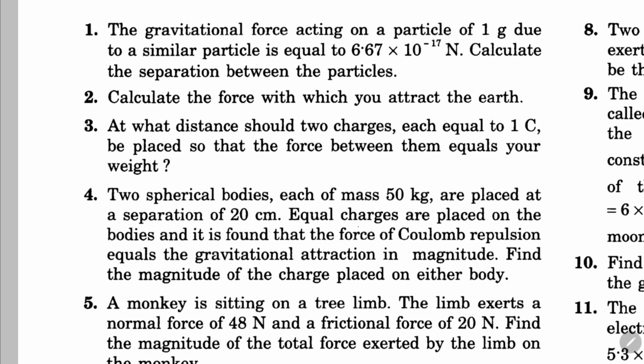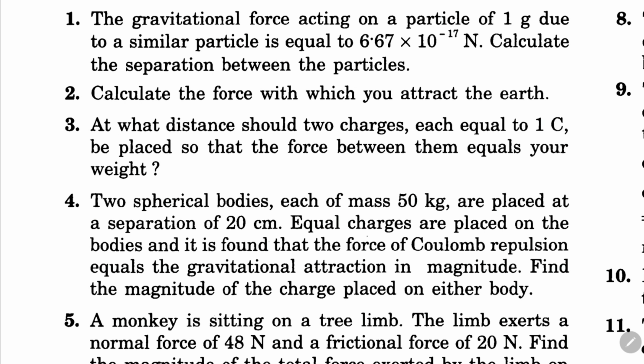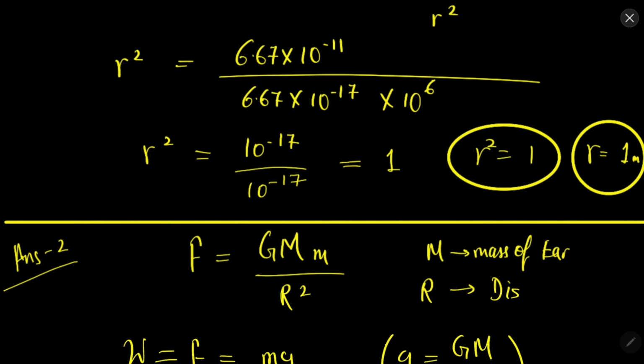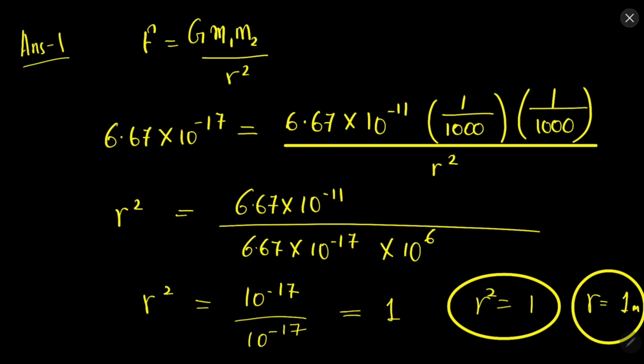Now in the third question, at what distance should two charges each equal to 1 coulomb be placed so that the force between them equals your weight? So you have to find the distance between the charges. Question number 3: the force between two charges is given by Coulomb's law, 1 upon 4 pi epsilon naught q1 q2 upon the distance square, quite similar to the formula for gravity.